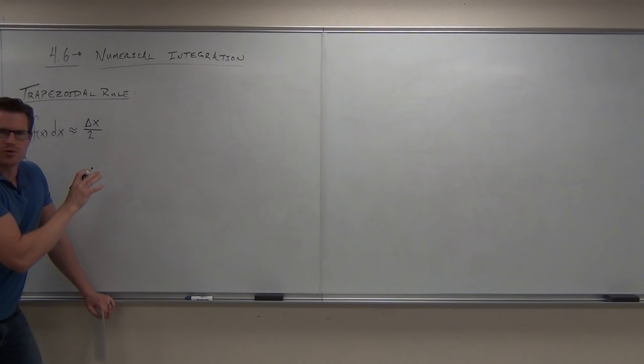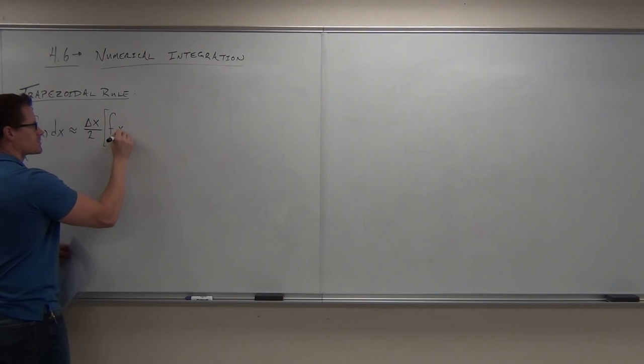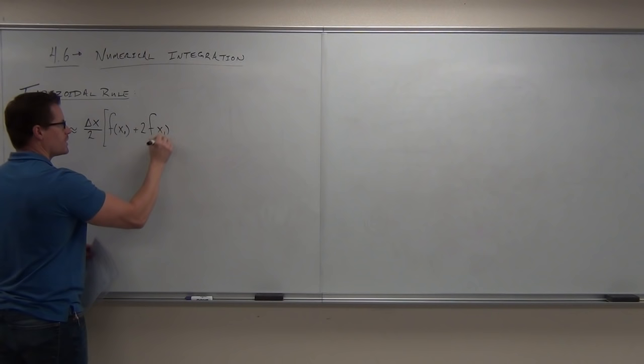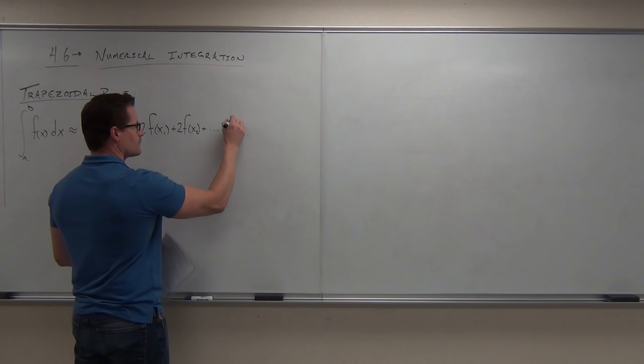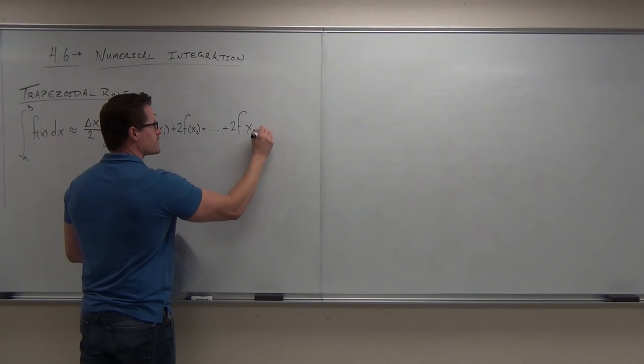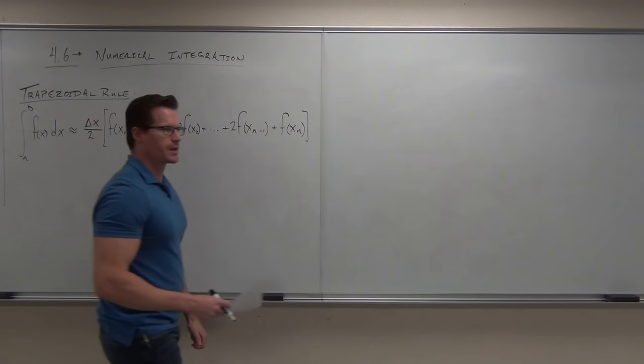Delta x, you guys have seen delta x before, haven't you? Yes. We'll talk about that. I'll define it in a second if you don't remember what it is. You take delta x, you divide it by 2, and you multiply it by this sum: f of x sub 0 plus 2 times f of x sub 1 plus 2 times f of x sub 2 plus, and you keep all those 2's until you get down to 2 times f of x sub n minus 1 plus f of x sub n, no 2. That's the trapezoidal rule.